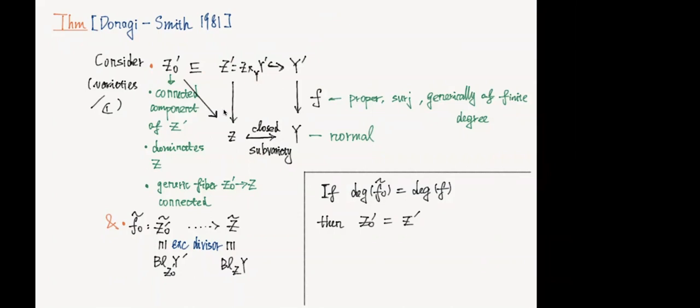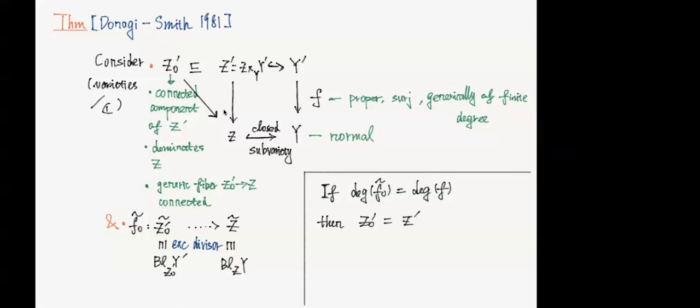Okay. And now, for example, under some technical assumptions, I try to prove that this Z0 prime is actually the whole fiber over Z. Okay. So what I can do is I can try to take advantage of this degree. But here you may have positive dimensional fibers. So automatically we cannot talk about the degree here. So the idea of Donaghy and Smith is that they try to blow up Y along Z and blow up Y prime along Z0 prime, so that this will become exceptional divisors.